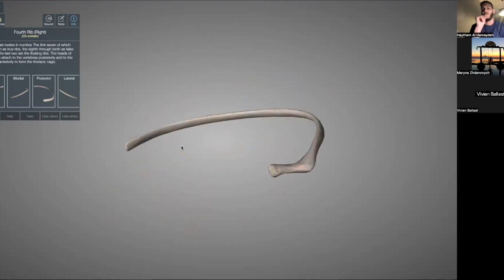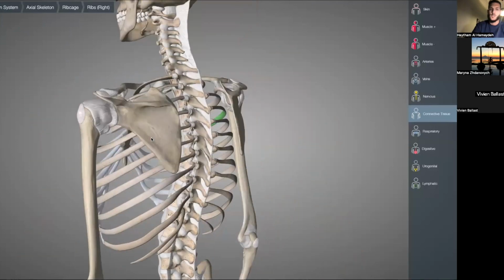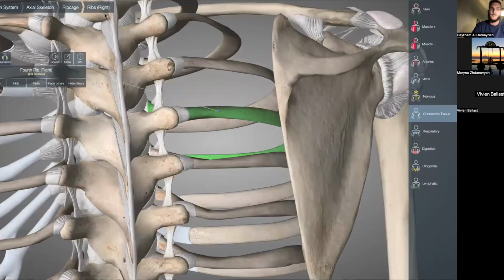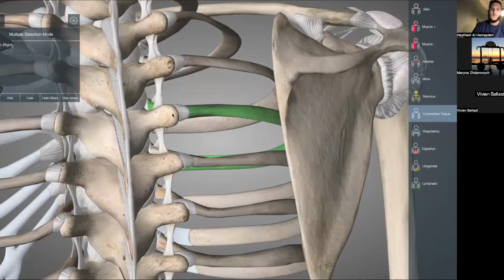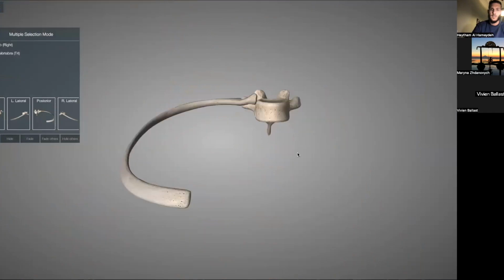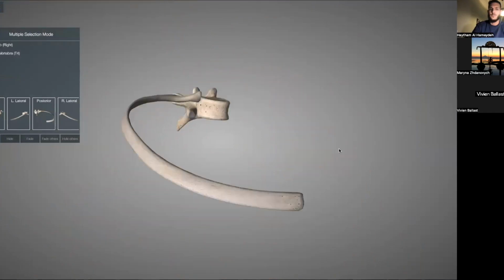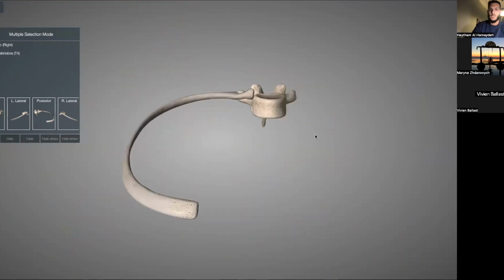So the inferior part is connected with the vertebra with the same number. For example, the 7th rib articulates with T7. And the superior surface of the head of the 7th rib articulates with the vertebra above, T6.